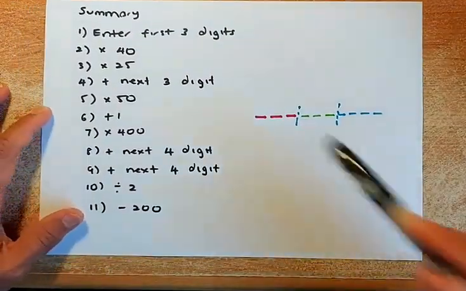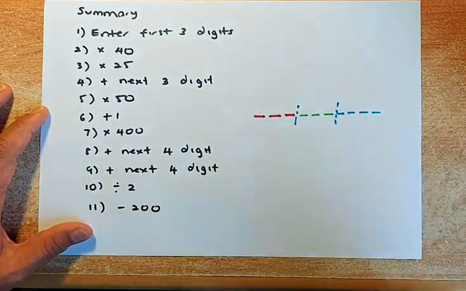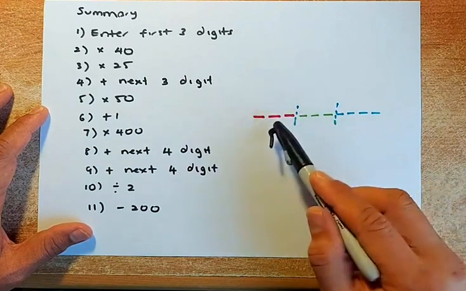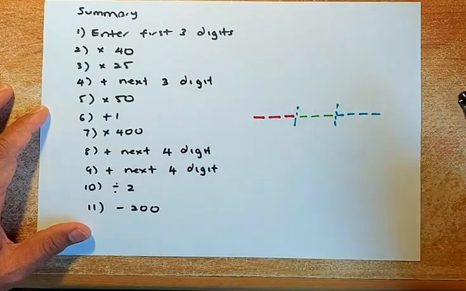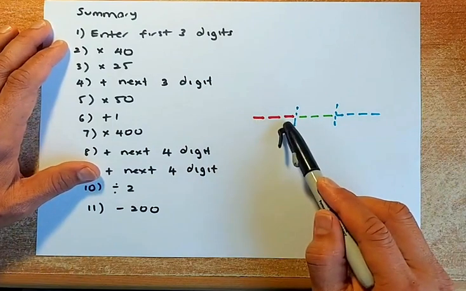To summarize: first, make your phone number into 10 digits. It has to be a 10-digit number. If it is 8 digits, make sure you put 2 zeros. If it is 9 digits, make sure you put a 0 in front. Then enter the first 3 digits.